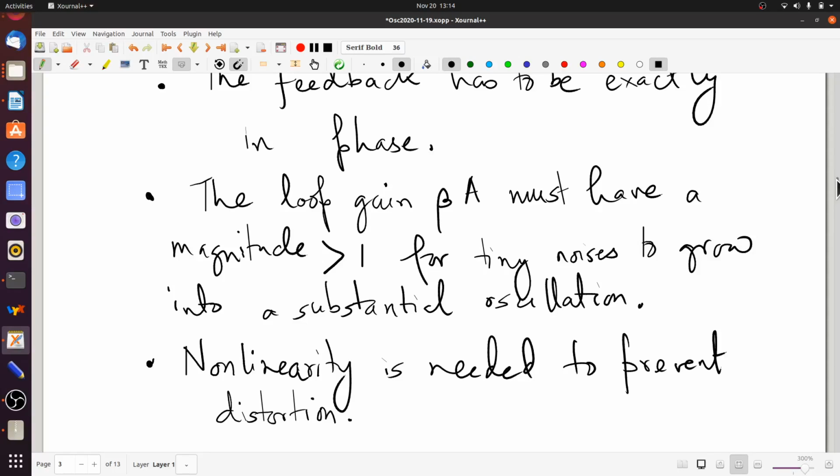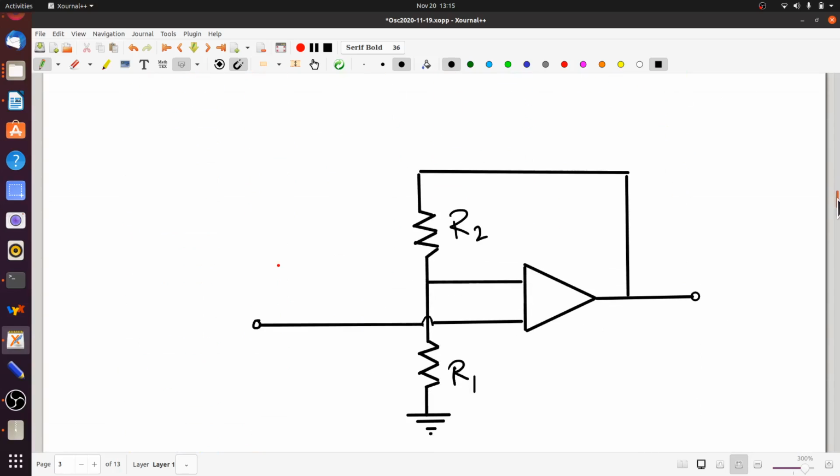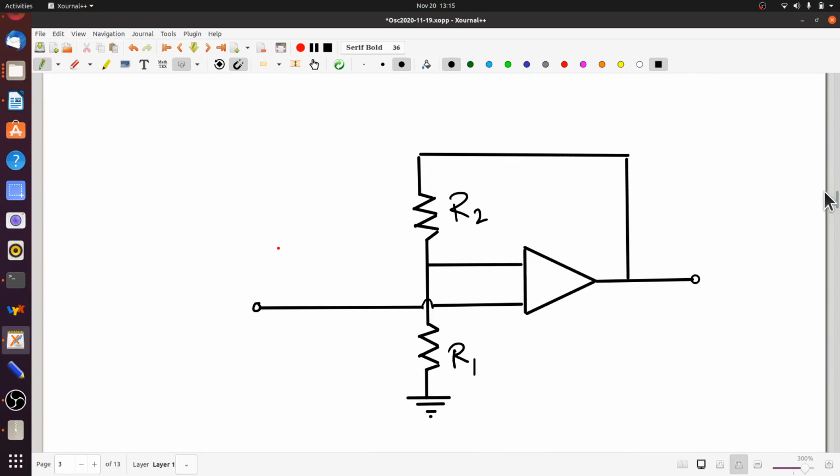Now that we have understood how a circuit can be made to oscillate, let us take a look at a particular example. And the first example that we are going to look at is a very, very important circuit. It's called the Wien bridge oscillator. And what we are going to talk about is how we can approach a design of the Wien bridge oscillator. Now this one, the circuit that you see on your screen right now, of course is not a Wien bridge oscillator. It's a standard op-amp circuit.